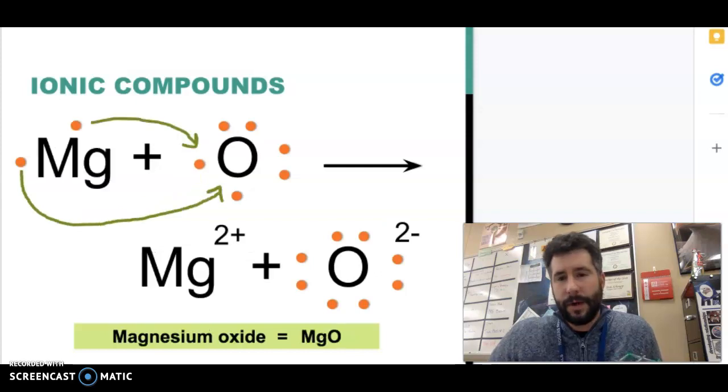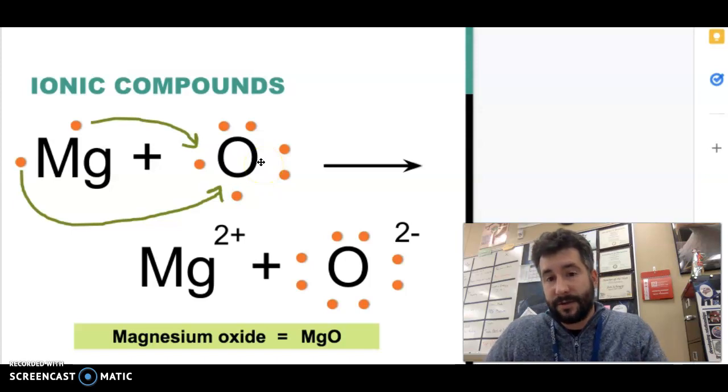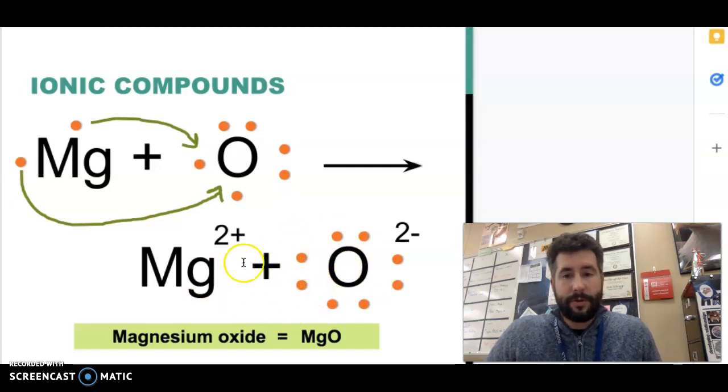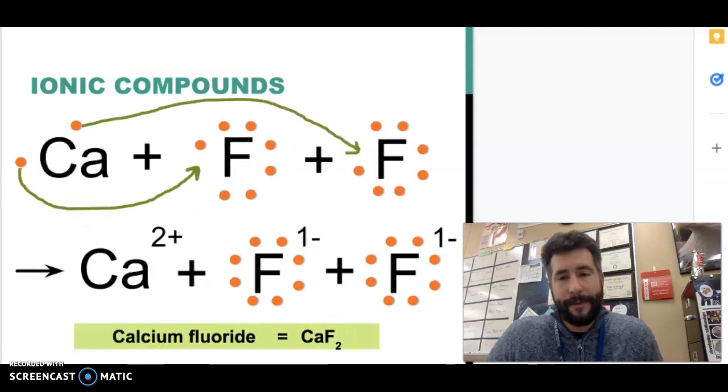But if we think about one like magnesium oxide here, we could see, okay, well, magnesium's got 2 valence electrons. It's going to give away 2 electrons. Likewise, oxygen has 6 valence electrons, so it's going to gain 2. And so 1 atom of magnesium with 1 atom of oxygen is going to go in a 1-to-1 ratio for magnesium oxide, MgO. But what about calcium with fluorine?